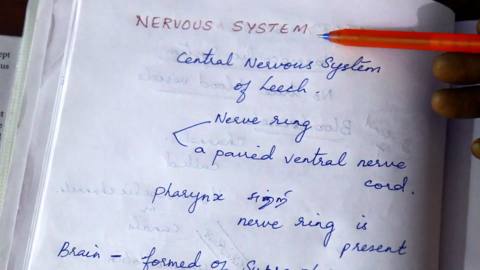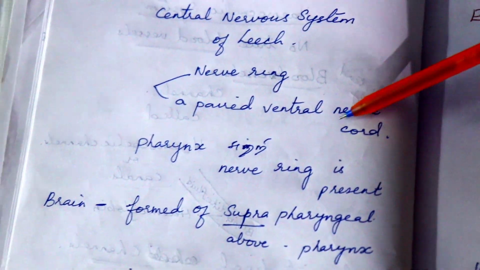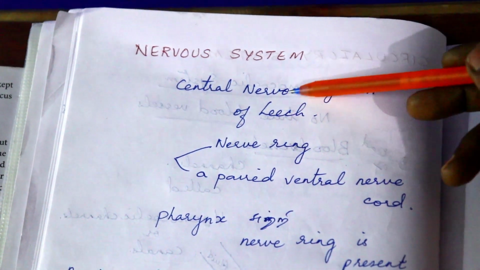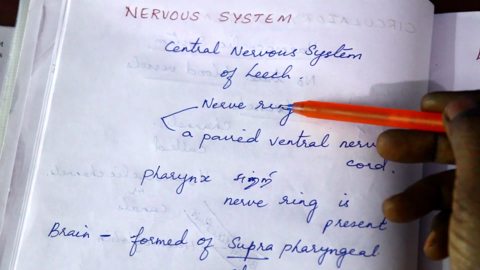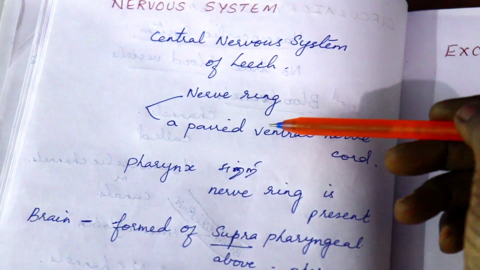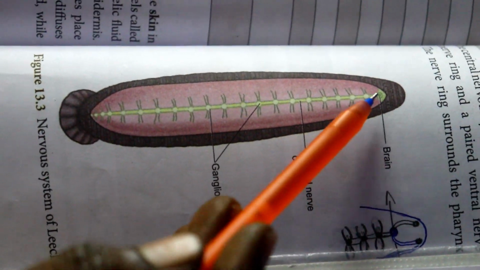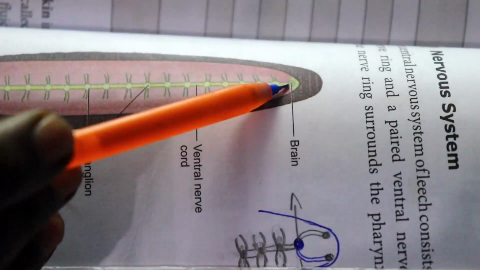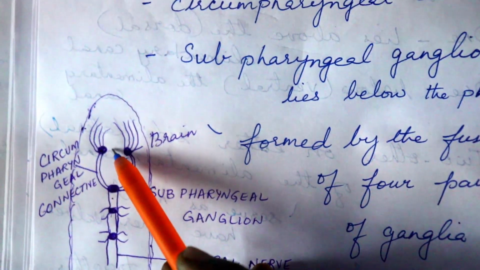Nervous system comprises a nerve ring and a paired ventral nerve cord. Actually nervous system அப்படினாலே central nervous system அப்படின்னு சொல்கிறோம். Central nervous system அப்படினாலே brain தான், ஓகேவா. This is our diagram, it is a brain. Okay, central nervous system, அவ்வளோதான்.